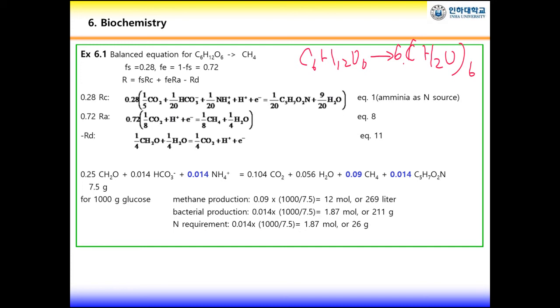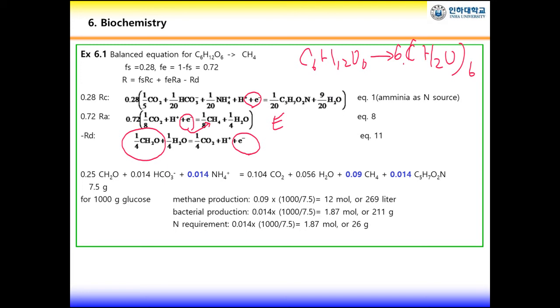So the donor half reaction: this carbohydrate produces electrons, and 72% of the electrons are used for the electron acceptor to make energy, and 28% of the electrons are used for cell synthesis. So the final balanced equation is more like this.